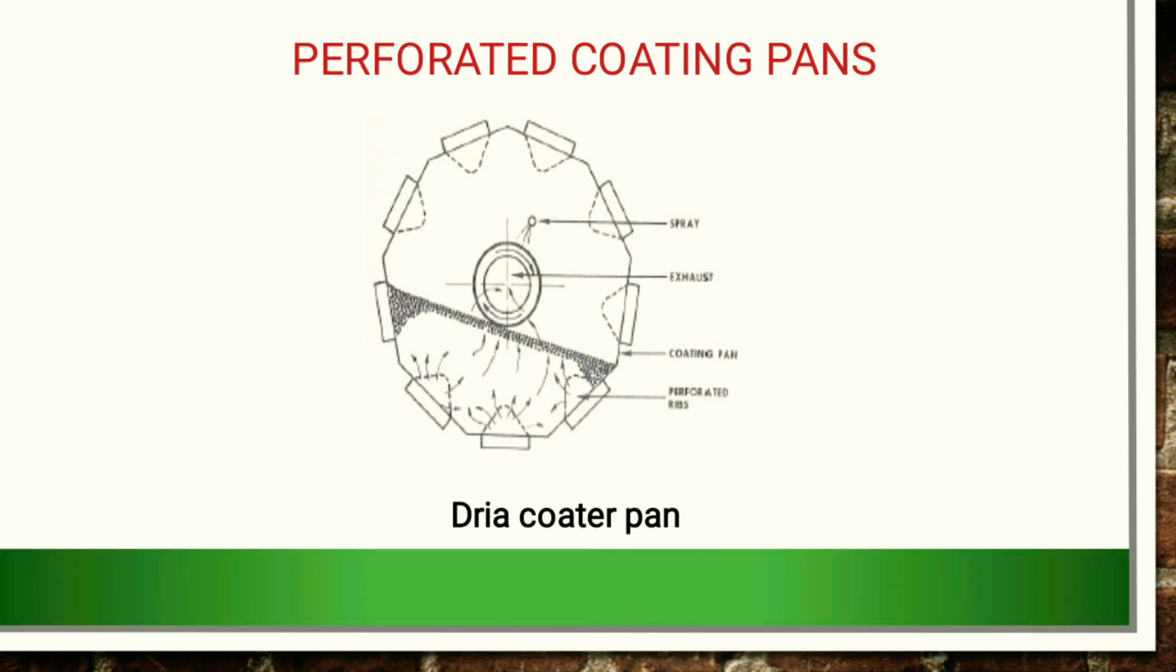In direct flow, air is at the top and exhausts through a baffle located beneath the tablet bed, whereas in reverse flow, air is through a baffle located beneath the tablet bed and exhausts via a baffle at the top of the pan. Or air can be blown through a baffle located beneath the tablet bed and exhausted from a plenum connected to an opening at the back of the pan. So this is how the Dria coater pan is.